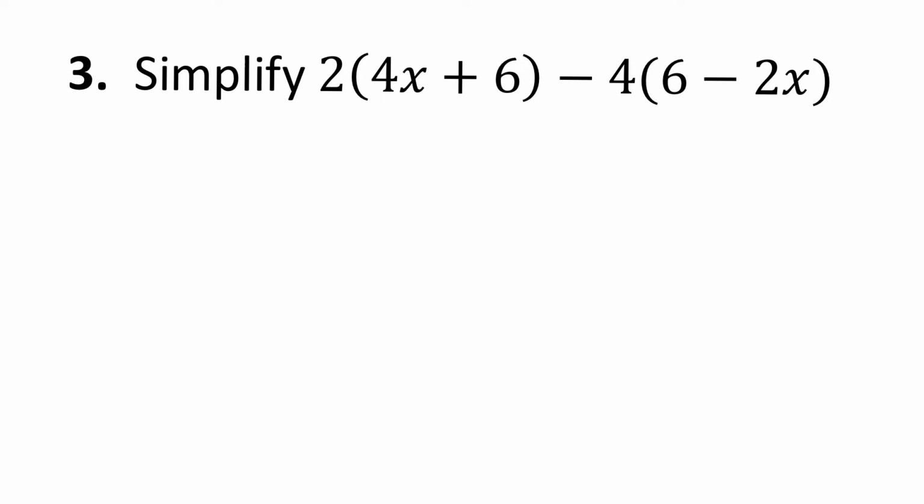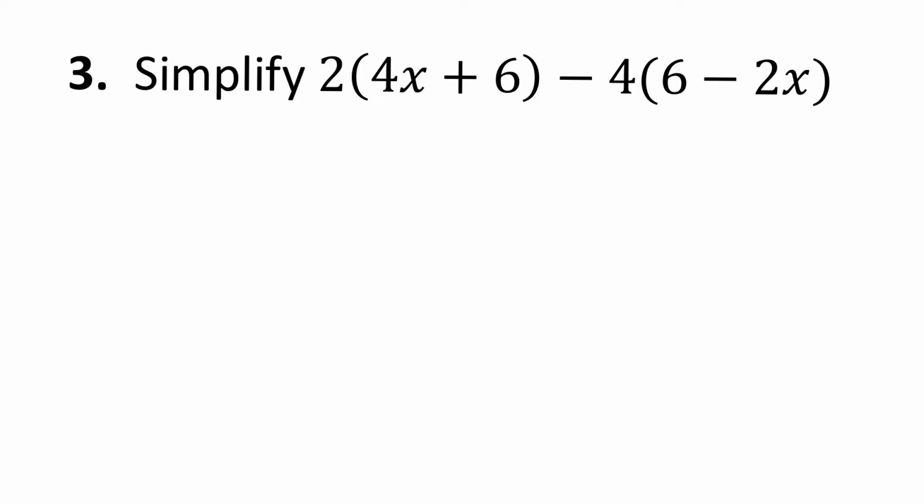Number 3, it says simplify, and you have 2 times the quantity of 4x plus 6 minus 4 times the quantity of 6 minus 2x. So we do have parentheses. Notice we have variables. We don't have an equal sign, so we're not solving, but we need to simplify. Simplify means you have to distribute if you can, combine like terms if we have any, and then simplify all the way. You have to do whatever math operation you can in order to simplify.